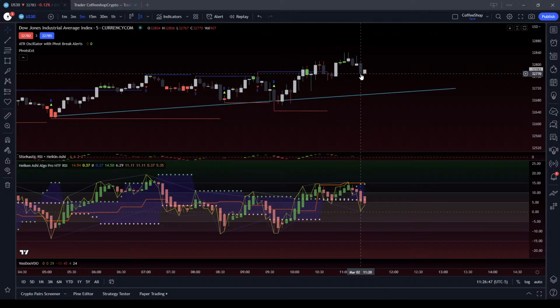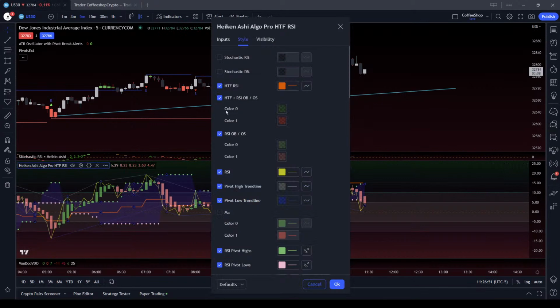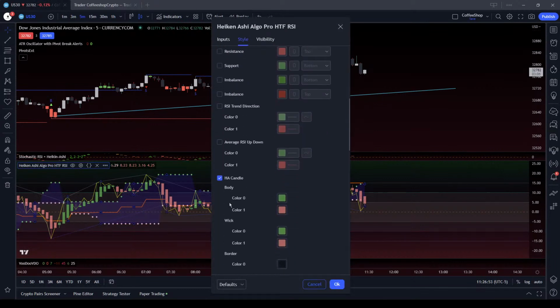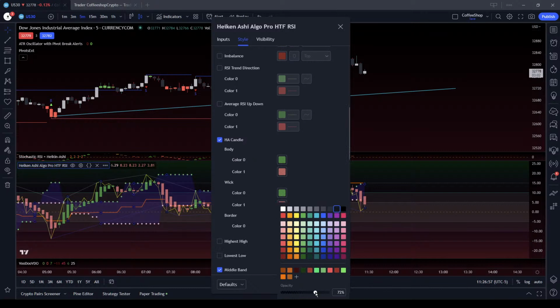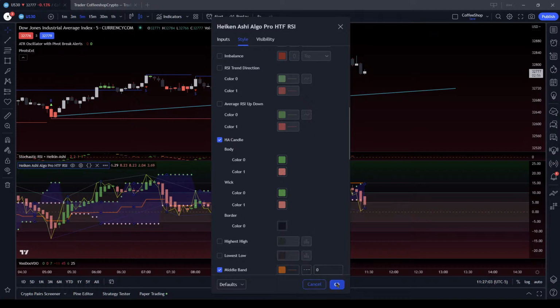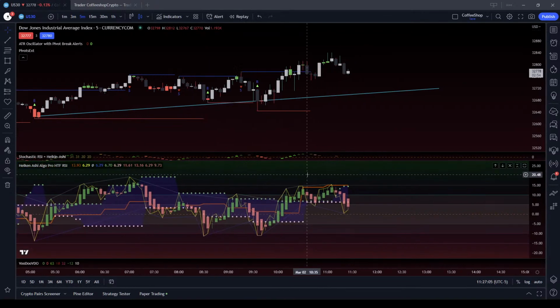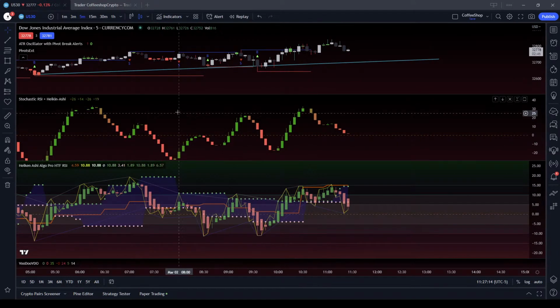So actually the border is a color. You can actually remove the border yourself. It's right here, right? Body, wick, border. I already turned my border all the way, I have mine black, just to create some kind of delineation. But I think I get what you're saying. You're talking about having the candles from the current time frame and the candles from a higher time frame show on the same chart. If I did that, then it would look pretty messy.